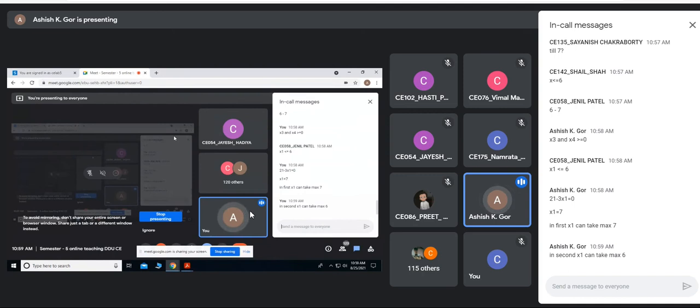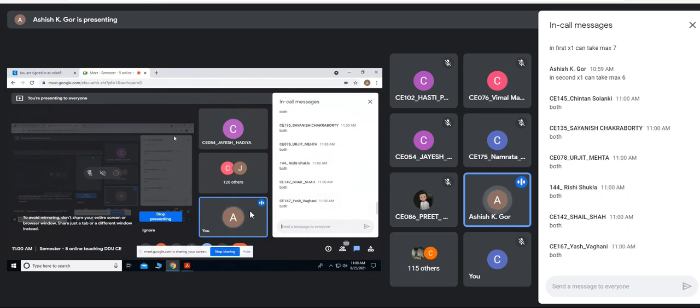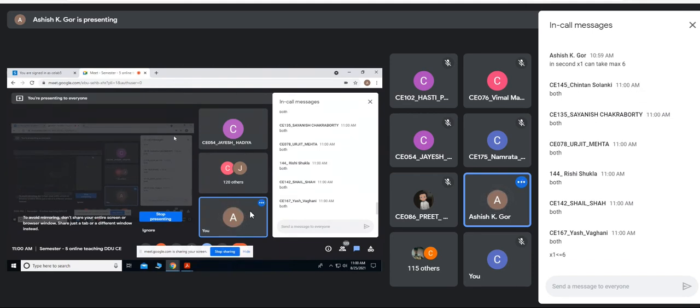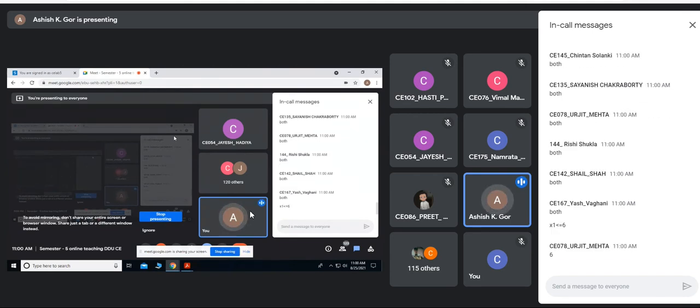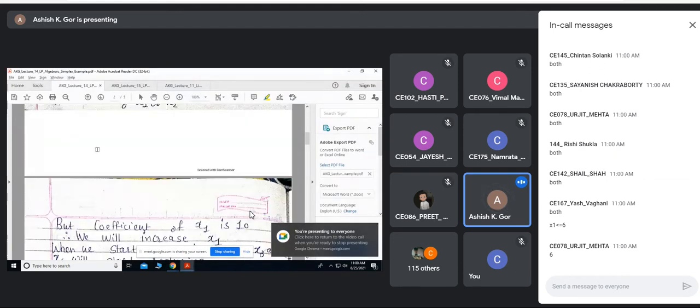Okay, but do I need to satisfy just the one constraint or both the constraints? Yes, both the constraints. That means which value is allowed? You have already written, so let me confirm from your side. 6, very correct. So the minimum value out of this is 6.